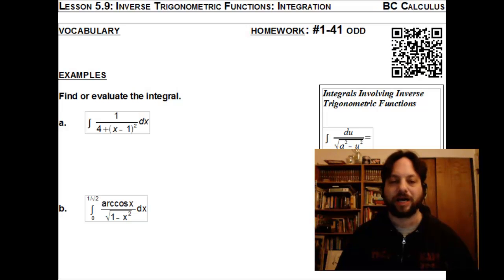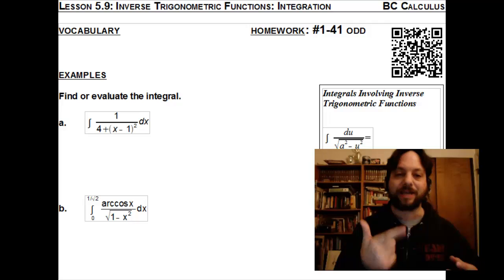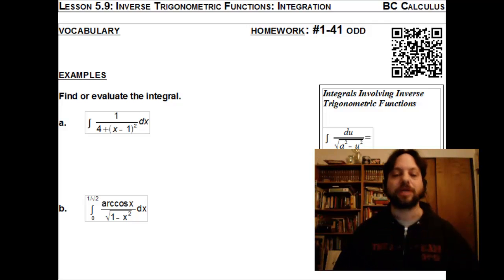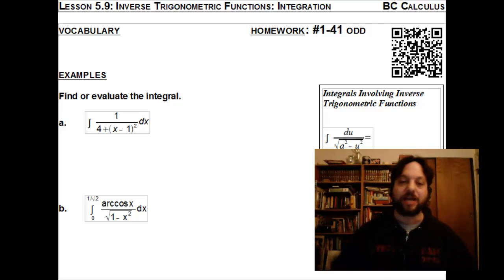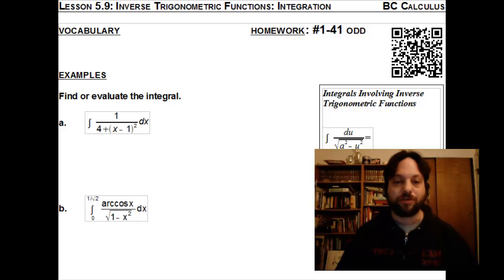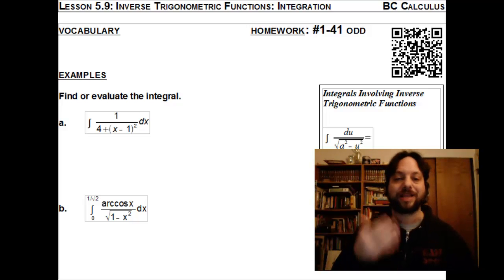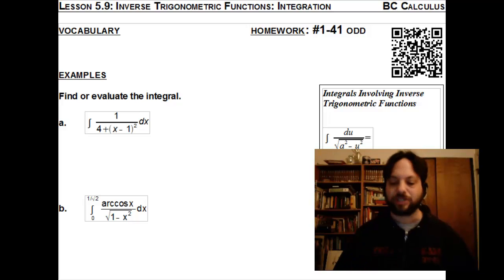In Lesson 5.9, inverse trigonometric functions, integration, we'll essentially do the exact reverse of what we did back in Lesson 5.8. That is, we're going to take a look at a class of functions that, upon integration, result in the inverse trig functions that we learned about in the last chapter. Specifically, we're going to be looking at the arcsine, the arctangent, and the arcsecant. All the arc co-functions are really just the negative versions of what we're going to explore in this chapter.